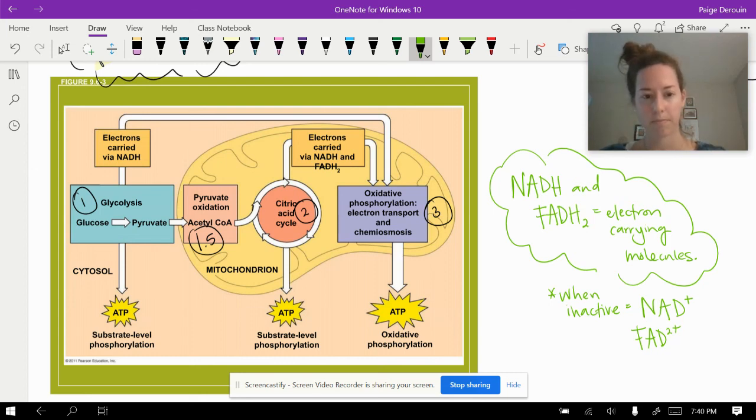Let's see, there was another thing I wanted to say. Oh, so the phosphorylation on here is referring to adding a phosphate to ADP to make ATP. So on the substrate level ones, it's using the substrate to add that phosphate. When it's oxidative phosphorylation, it's using oxygen, which is why oxygen is a reactant of the electron transport chain, to add that phosphate. And that is something we'll talk a lot more about next week.